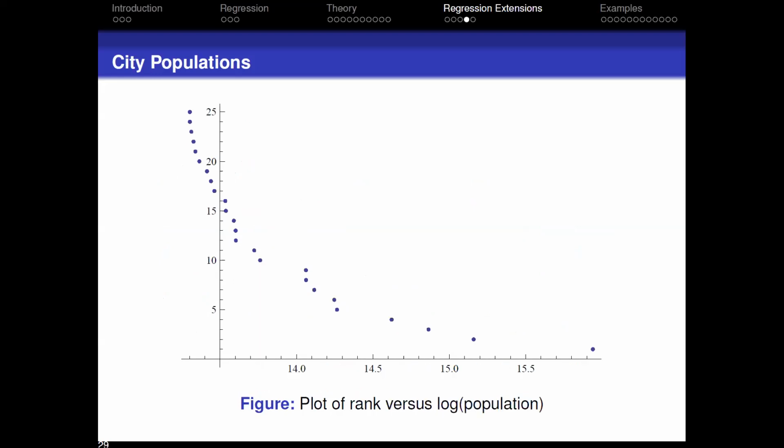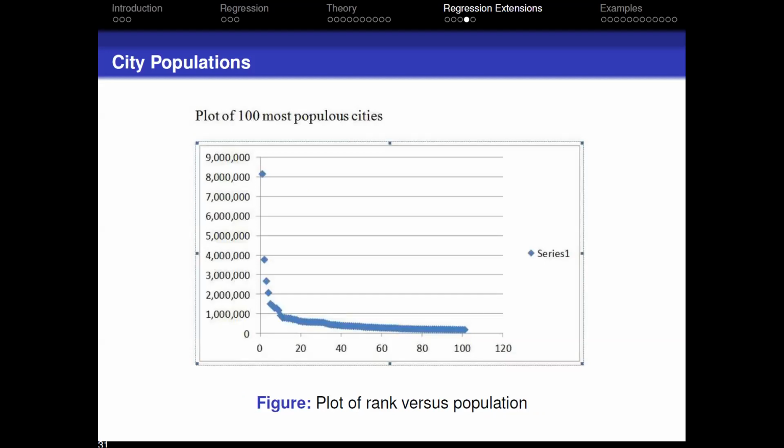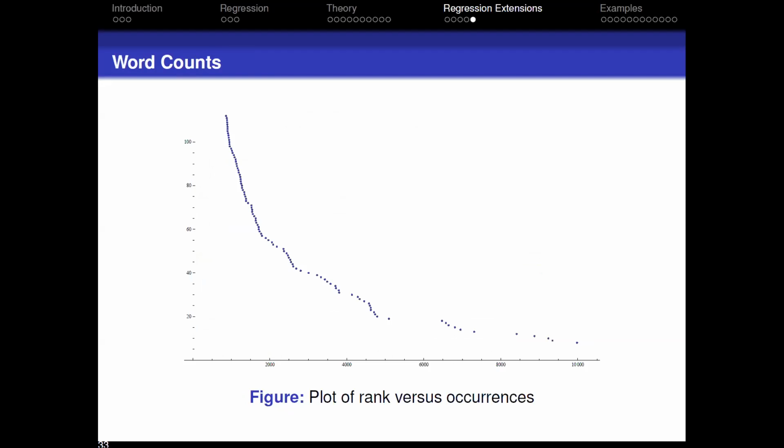I can't. But if I plot the rank versus the log of the population, I still can't. But if I plot the log of the rank versus the log of the population, it actually kind of looks like a line. And so here's 100 of the most populous cities, and plotting the log, you can see it's actually pretty well given by a straight line. The point is a lot of relationships that are initially nonlinear become linear under this log change.